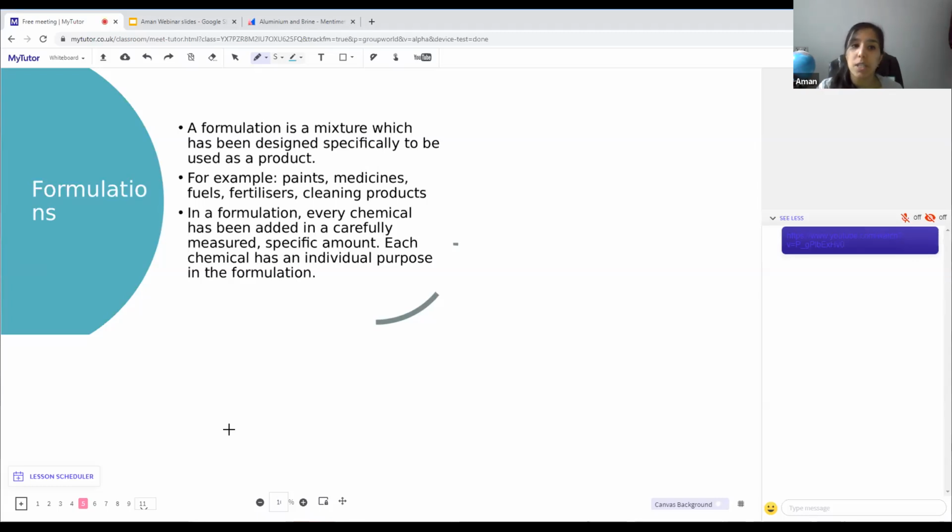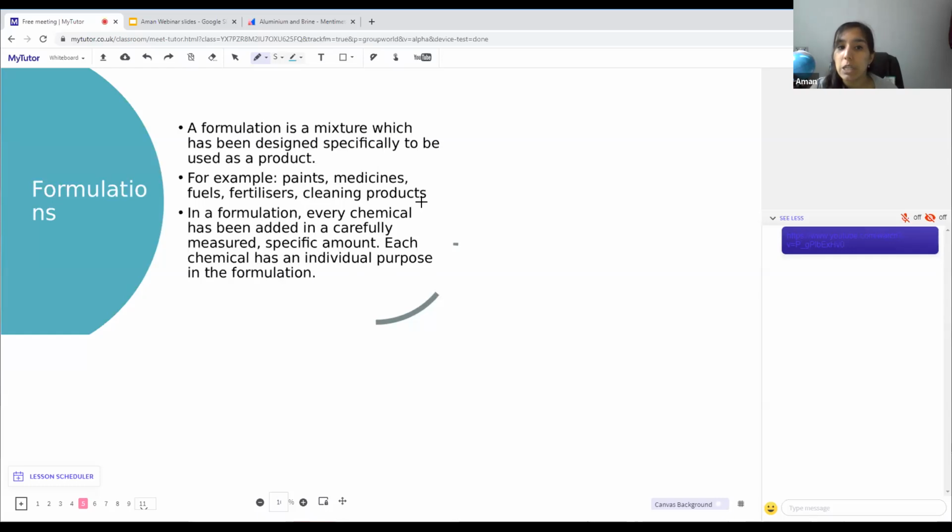Usually we're interested in whether an element or a compound is pure, but a formulation is a special type of mixture where we know it's been designed specifically to be made into a useful product. Some examples of formulations are paints, medicines, fuels, fertilizers, and cleaning products. For example, paints are usually made with specific proportions of substances, and that's what makes it a formulation. A formulation will have every chemical added in a specific amount and carefully measured, and each chemical has an individual purpose in that formulation.